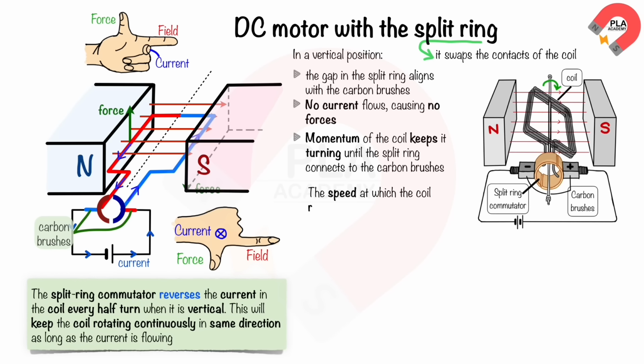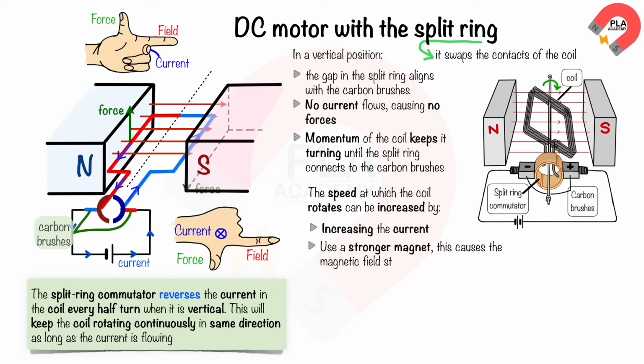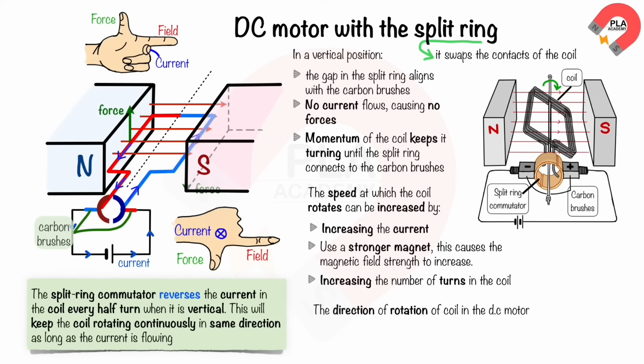The speed at which the coil rotates can be increased by increasing the current, or by using a stronger magnet. This causes the magnetic field strength to increase, increasing the number of turns in the coil. The direction of rotation of the coil in the DC motor can be changed by reversing the direction of the current, or by reversing the direction of the magnetic field by reversing the poles of the magnet.